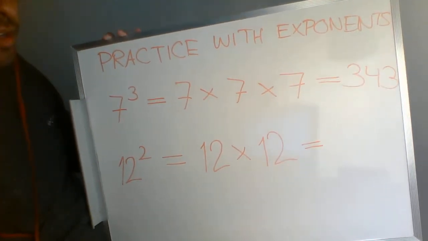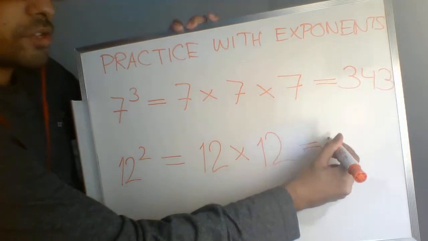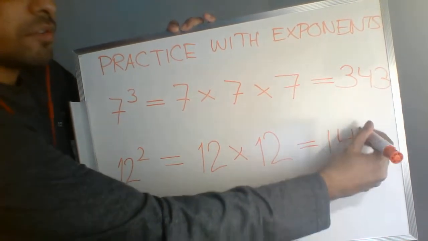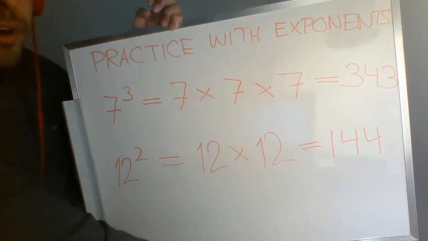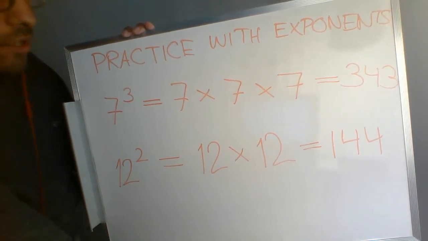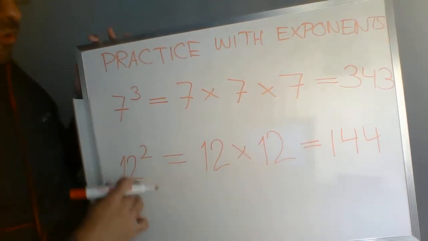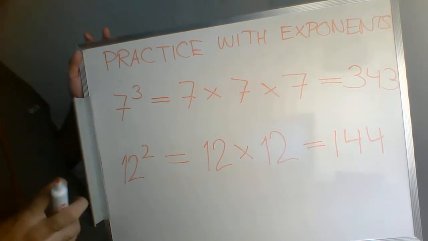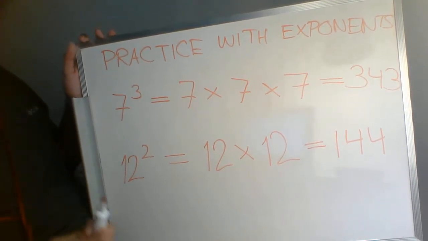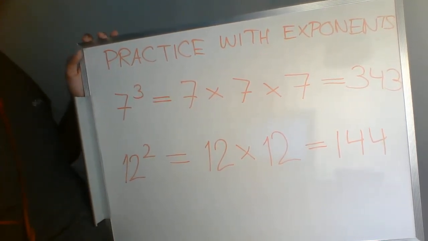If not, you can calculate it using long multiplication or punch it into a calculator, and it should give you 144. So that should be your final answer for 12 squared, or 12 to the exponent 2. So we'll do one more practice problem.